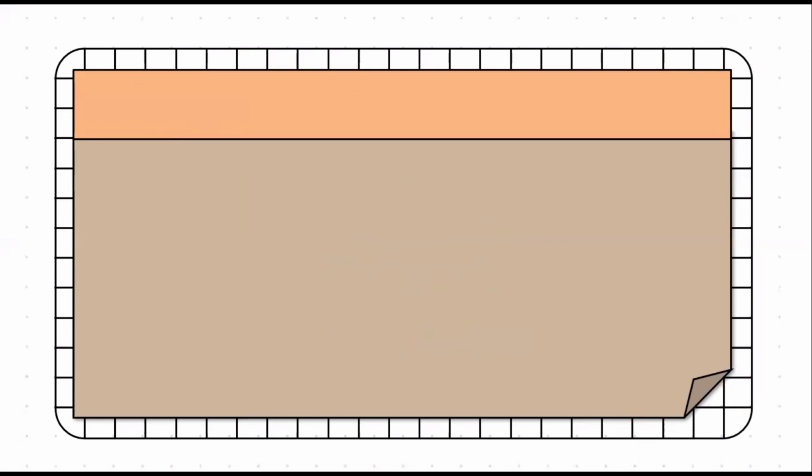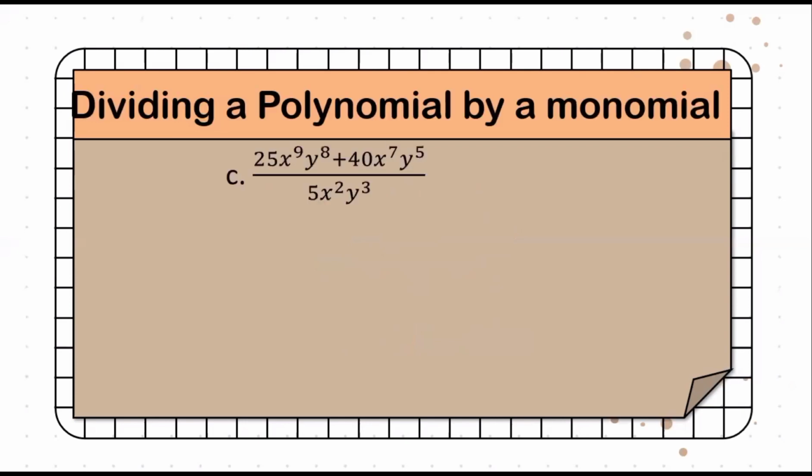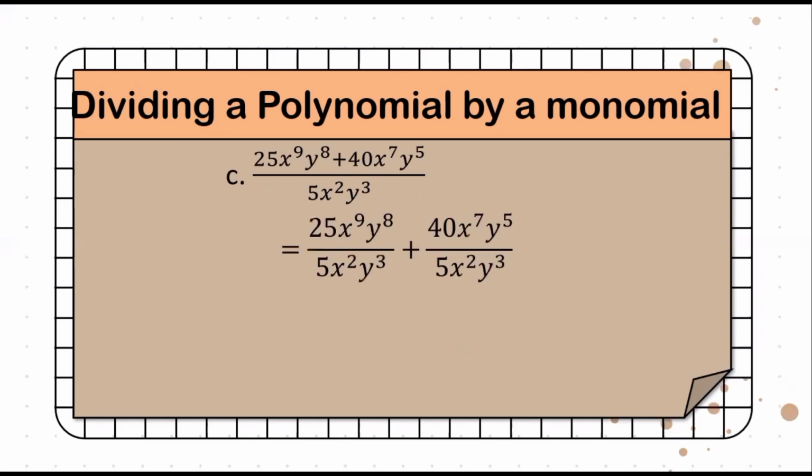Next, how about if we have now 25x raised to 9, y raised to 8 plus 40x raised to 7, y raised to 5 divided by 5x squared y cubed. Okay? The same thing that you are going to apply, you just need to divide each term of the polynomial by the given monomial. So we now have 25x raised to 9y raised to 8 divided by 5x squared y cubed.